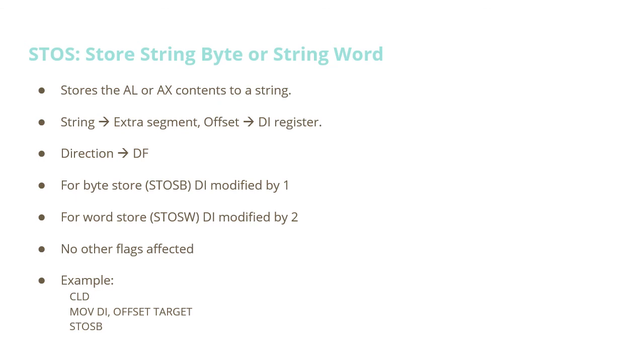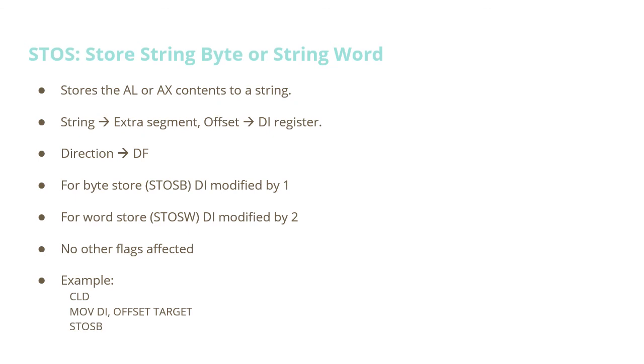The last instruction in the string manipulation instruction category is the STOS instruction, which is to store a string byte or a string word. This instruction stores the contents of the AL or the AX register into a string. So if it is to store a string byte, then the contents of the AL register will be stored. If it's to store a string word, then the contents will be taken from the AX register. And the string to which it has to be stored will be represented using the extra segment and DI register pair. The direction will be given by the direction flag value.